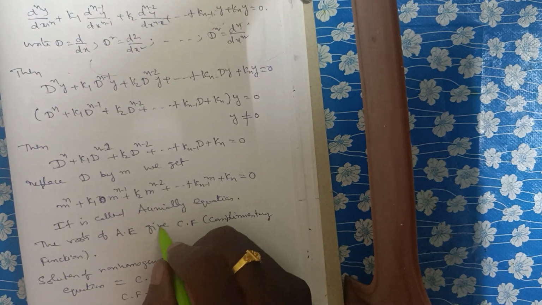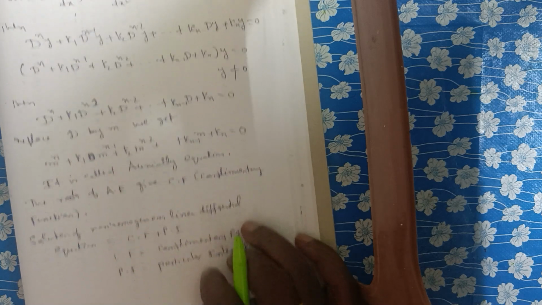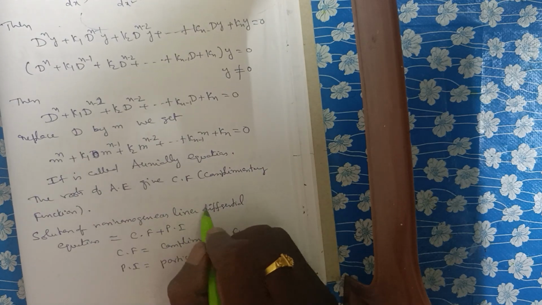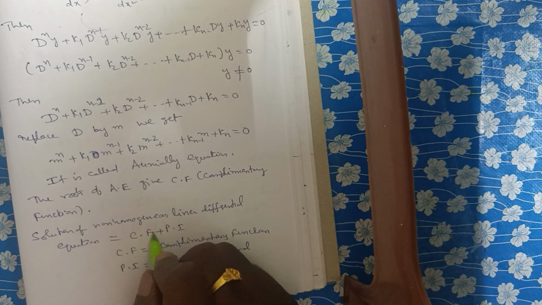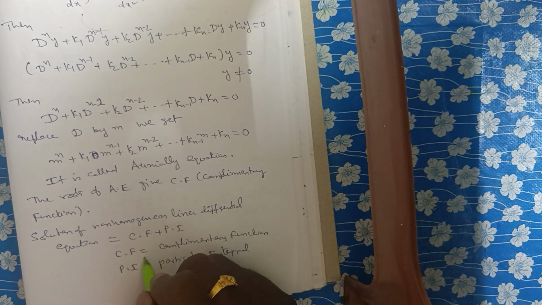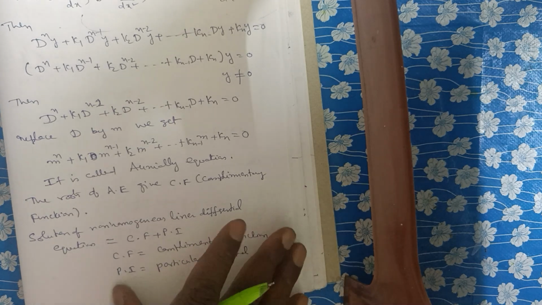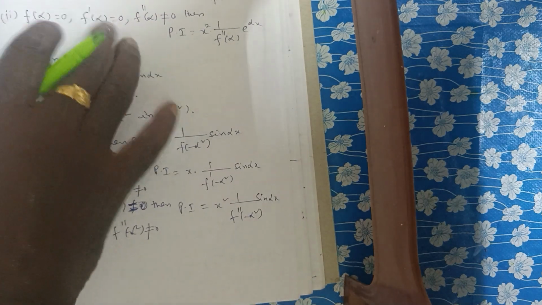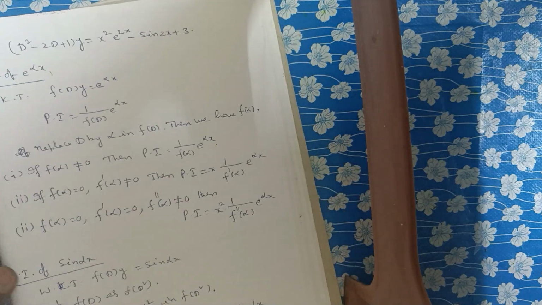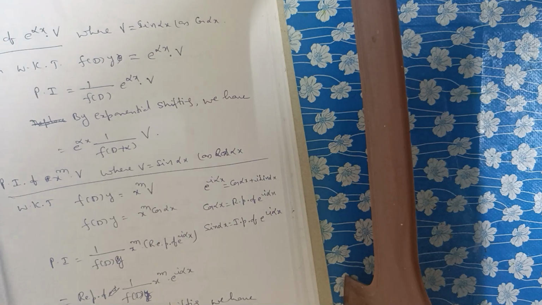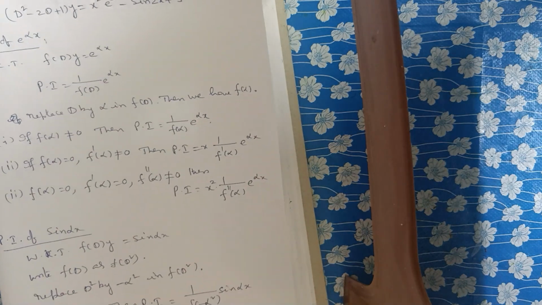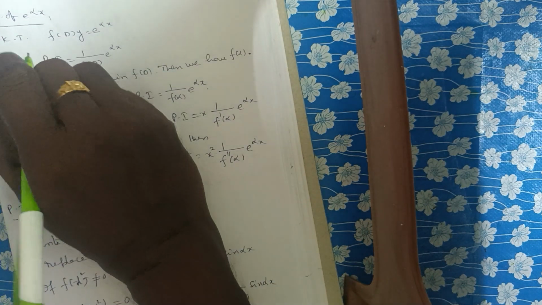The roots of the auxiliary equation give the complementary function. Therefore, the solution of a non-homogeneous linear differential equation is equal to the complementary function plus the particular integral. Now we are going to learn the rules about the particular integral.